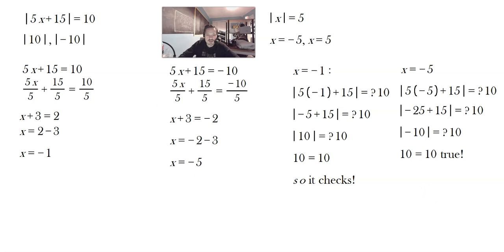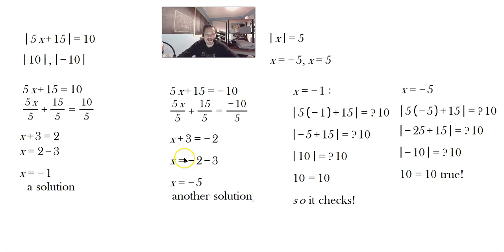That means that x equals negative 1 is a solution, and x equals negative 5 is another solution. And these are the steps required to find these. I believe that is all for this one.